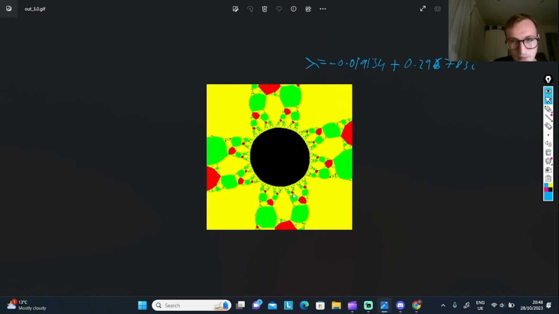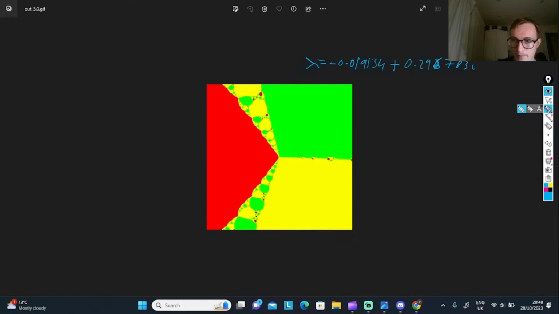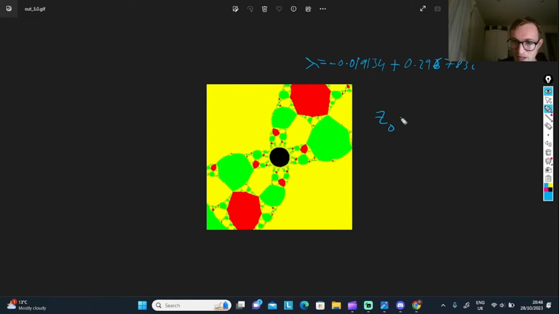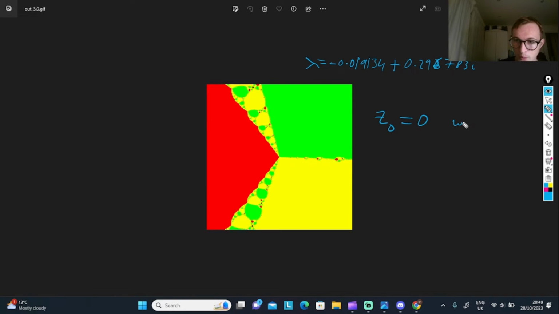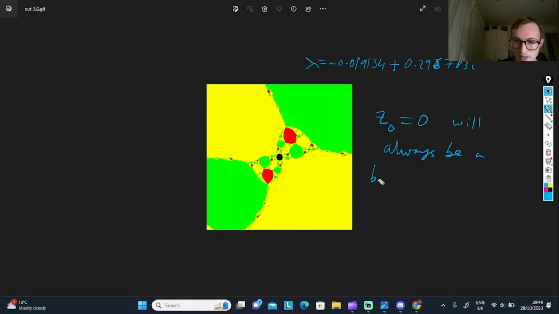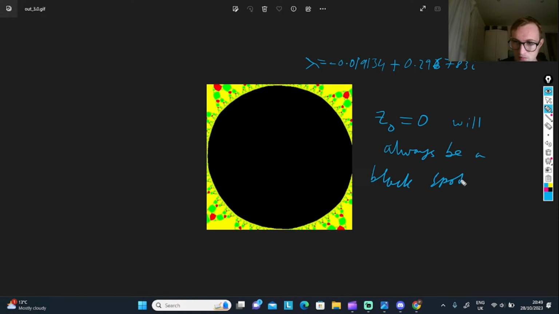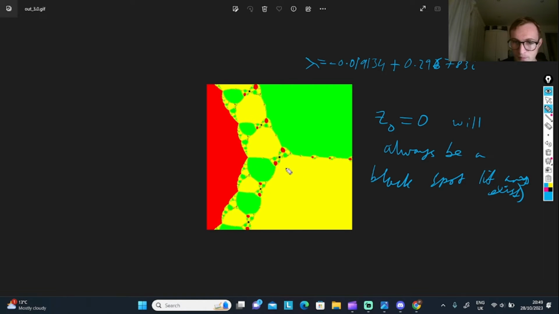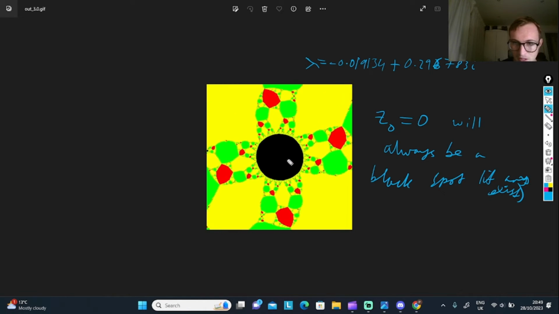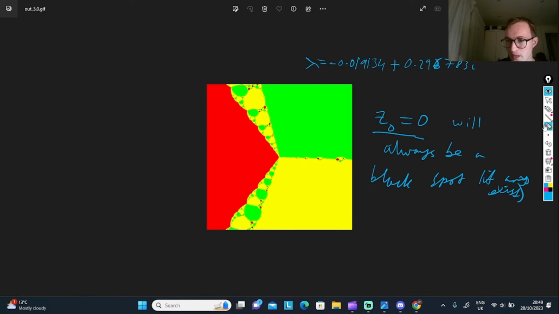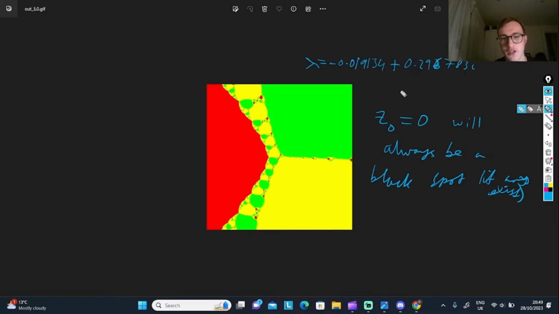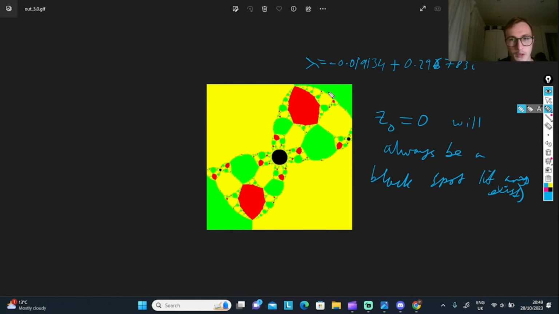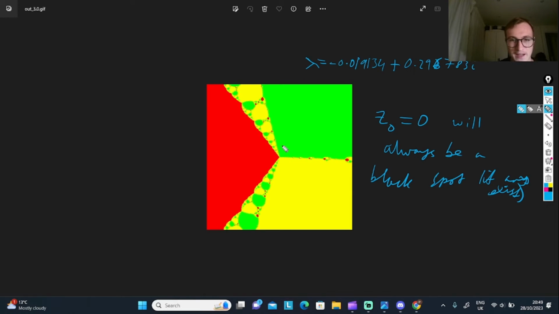So for some values of lambda, there are black spots. And another important thing to note is that the starting guess z0 equals 0 will always be a black spot, if any exist. So we're zooming in around z0 equals 0. The starting guess 0 is basically the worst guess for this specific polynomial, because it will not converge to any root, so it's in this black area.